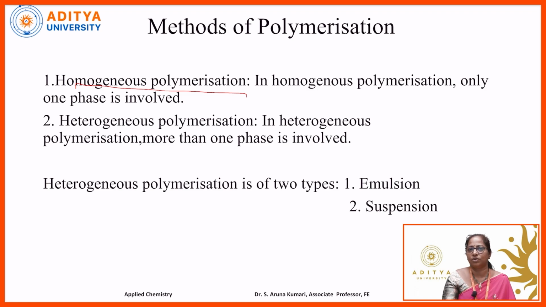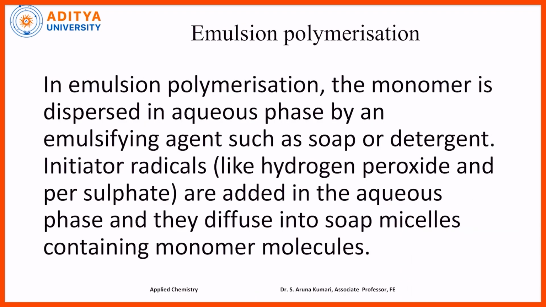Let us see what is heterogeneous polymerization. In heterogeneous polymerization, we see that more than one phase is involved. That is, if the monomer is in one phase and the initiator or catalyst are in different phases, then we call it heterogeneous polymerization. Heterogeneous polymerization is of two types. The one is emulsion polymerization and the other one is suspension polymerization. Let us see what is emulsion polymerization.